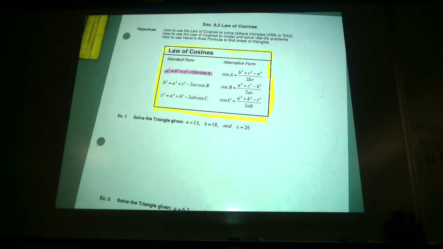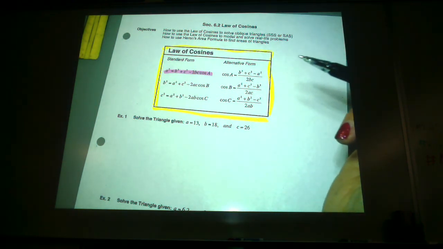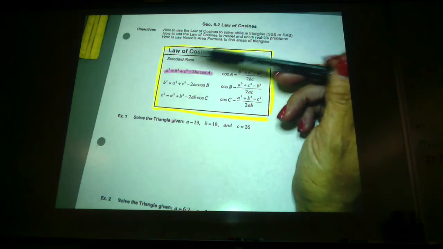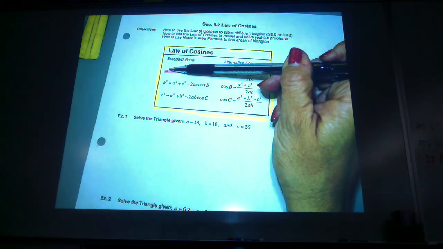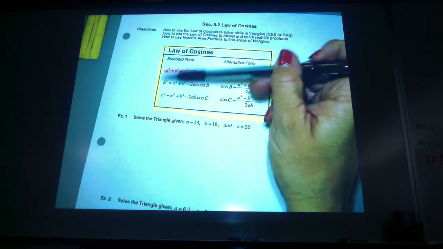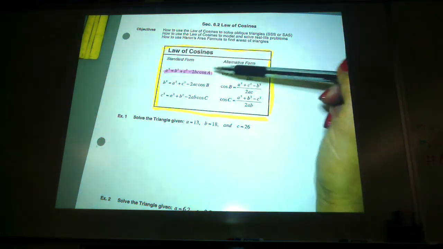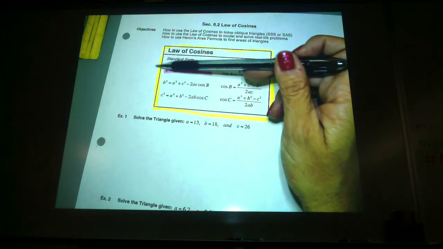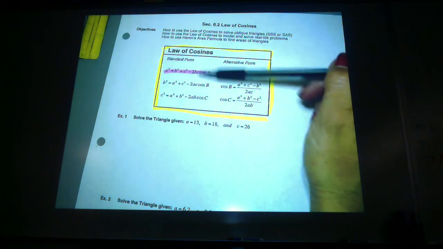And look at how it works. We have three different sides, A, B, and C, or X, Y, Z, or P, Q, R. Whatever the sides happen to be, we have three different sides. One of the sides is going to be over here on the left, squared. That's the side that you're typically looking for. Or if you're looking for a particular angle, the side opposite that angle is going to be the one over here. So if I'm looking for angle A or side A, I'm going to put A squared by itself over here.